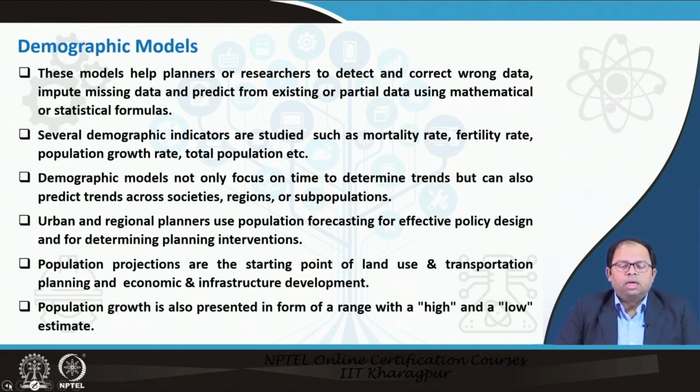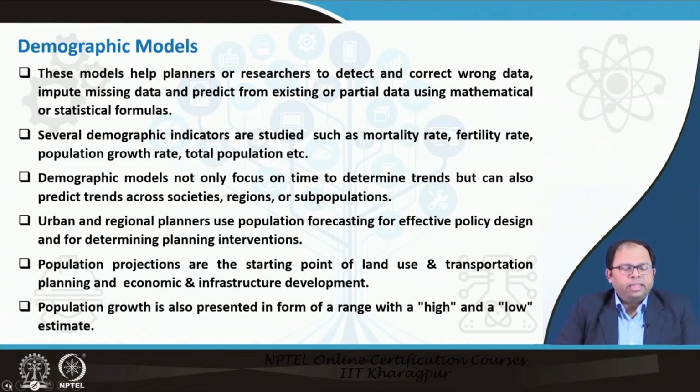So, when we have a model, we can predict for future years, and if we do that, then even if we have some wrong data or if there is missing data, we can fill up those gaps by using these models. And we can predict from existing or partial data also. That means, if we have only partial data of some population subgroups, then using these models, we can predict for the entire population.